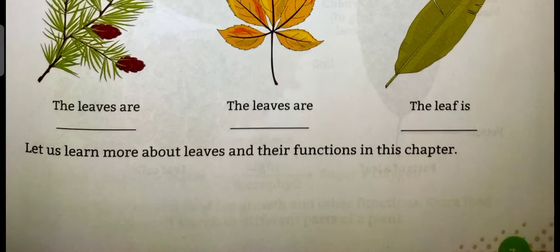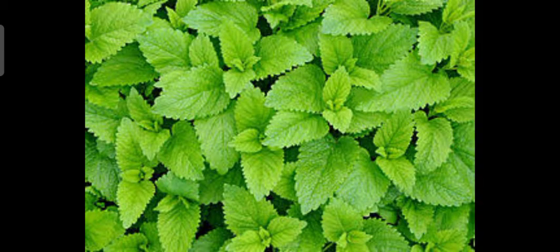Let us learn more about leaves and their functions in the chapter. So let's learn more about leaves. A leaf is a flat structure growing from the stem or branch of a plant, and most plants have green leaves. The leaf color is green because of the presence of a color pigment, and the name of the color pigment is chlorophyll.